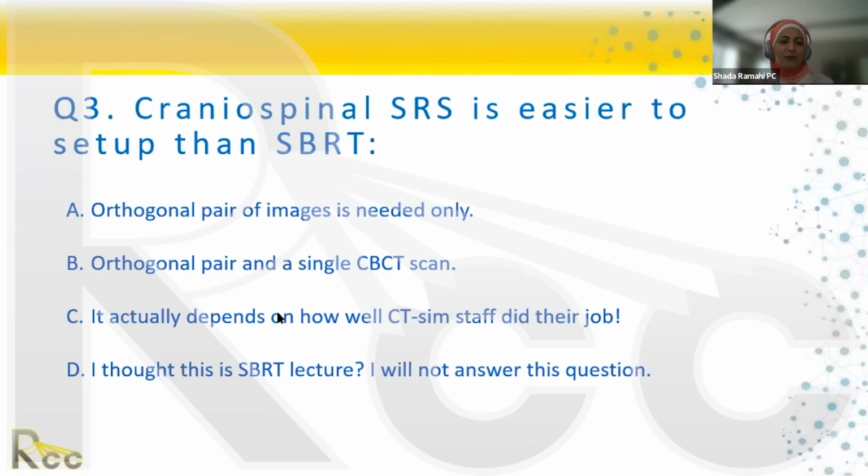Craniospinal SRS is easier to set up than SBRT. Why? Because an orthogonal pair of images is needed only. You just take an AP, or we do an orthogonal pair and a single CBCT scan. Maybe it actually depends on how well the CT sim did their job in aligning the patient inside the immobilization device. So we put the blame on the CT sim therapist. They love us very much, the CT sim therapists. And the last answer, you know what, this is an SBRT lecture. What the heck, I'm not answering this question. Let's not go there.